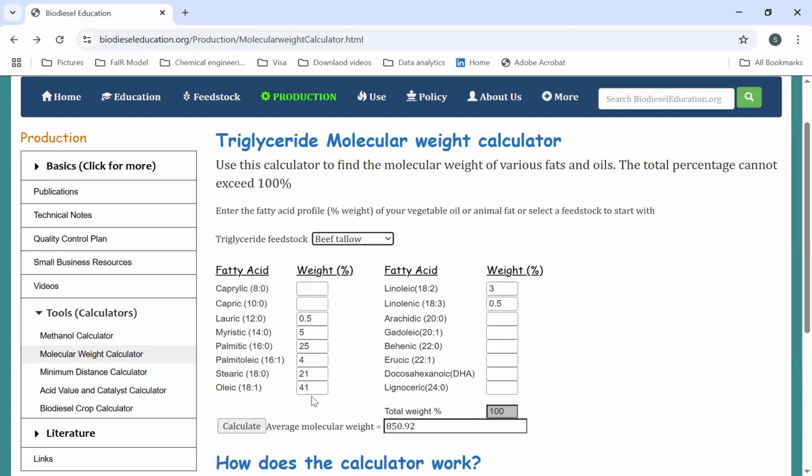Based on that, you can play around with this calculator and see how you can calculate the molecular weight of triglyceride. I hope this is useful for you, and see you next time.